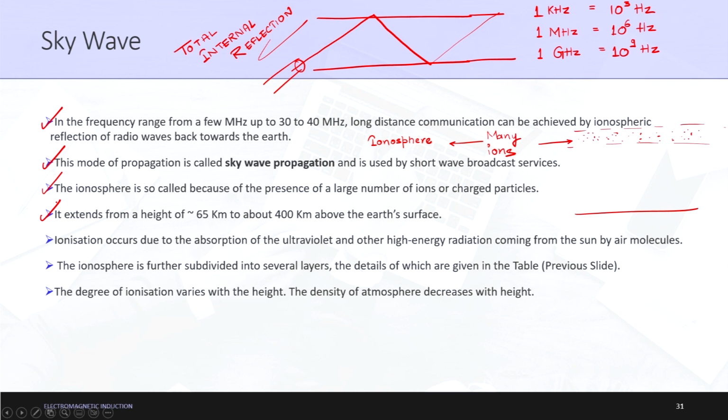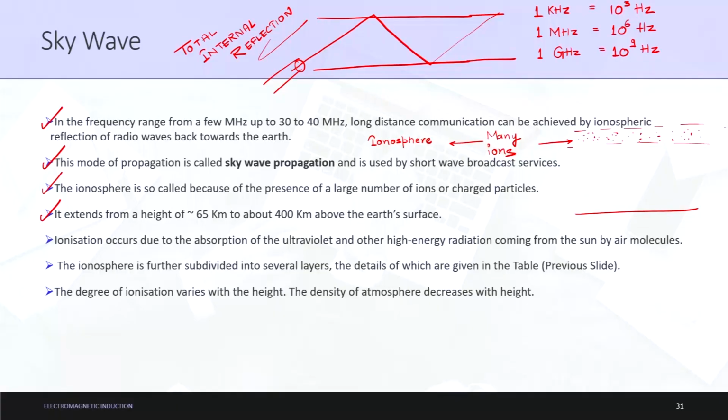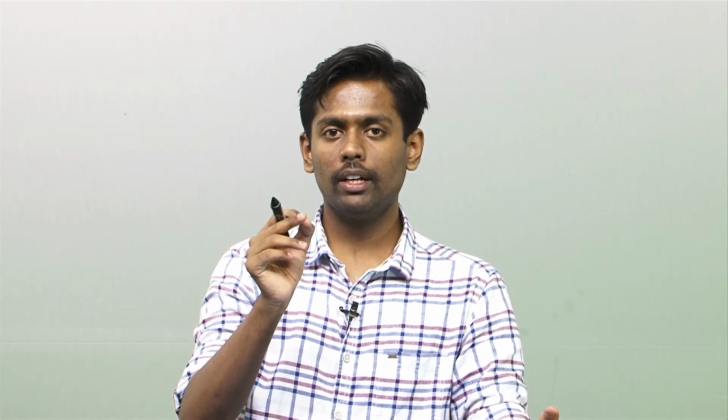Next point is ionization occurs due to the absorption of ultraviolet and other high energy radiation coming from the sun by air molecules. As I already told you before starting sky wave, the concept in this slide depends only on what the ionosphere is, why it is called the ionosphere, how it is created and so on. So, just look over this theory part for a little bit, then we will go to one of the questions also. Energy from the sun comes to the ionosphere. What does it acquire? It acquires the ultraviolet radiation and other high energy radiations. Who takes up this energy? The air molecules residing in the ionosphere range take up this energy and get ionized.